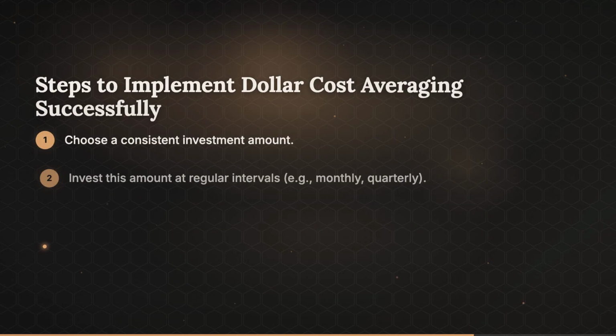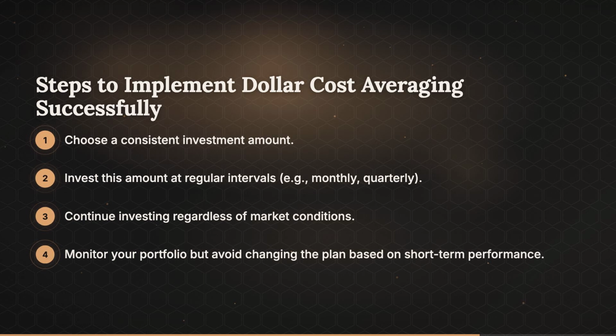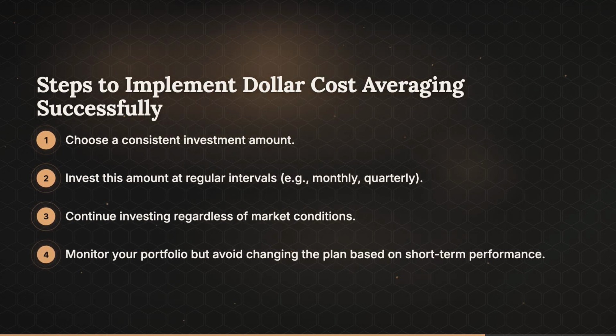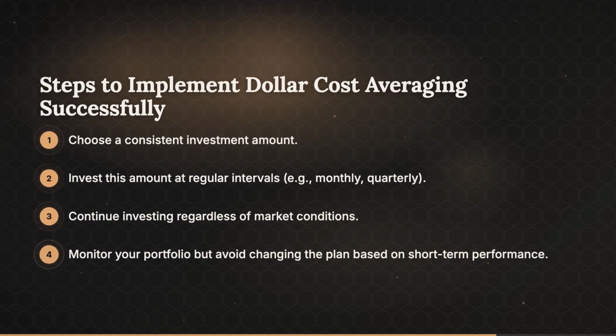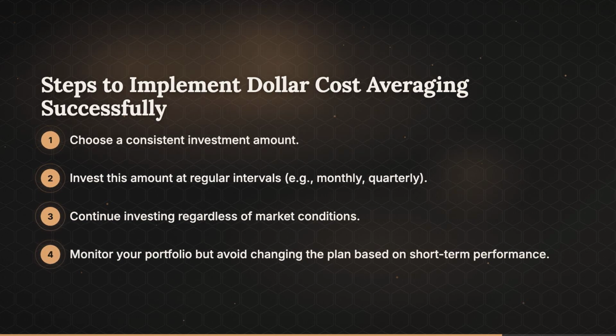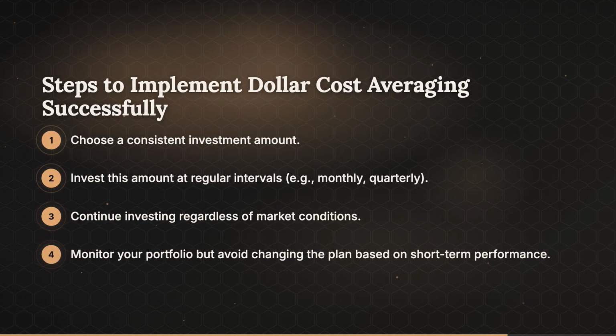To implement DCA, start by choosing a consistent amount to invest. Then, stick to regular intervals and keep investing even when the market fluctuates. Finally, monitor your portfolio, but stay committed to your plan.